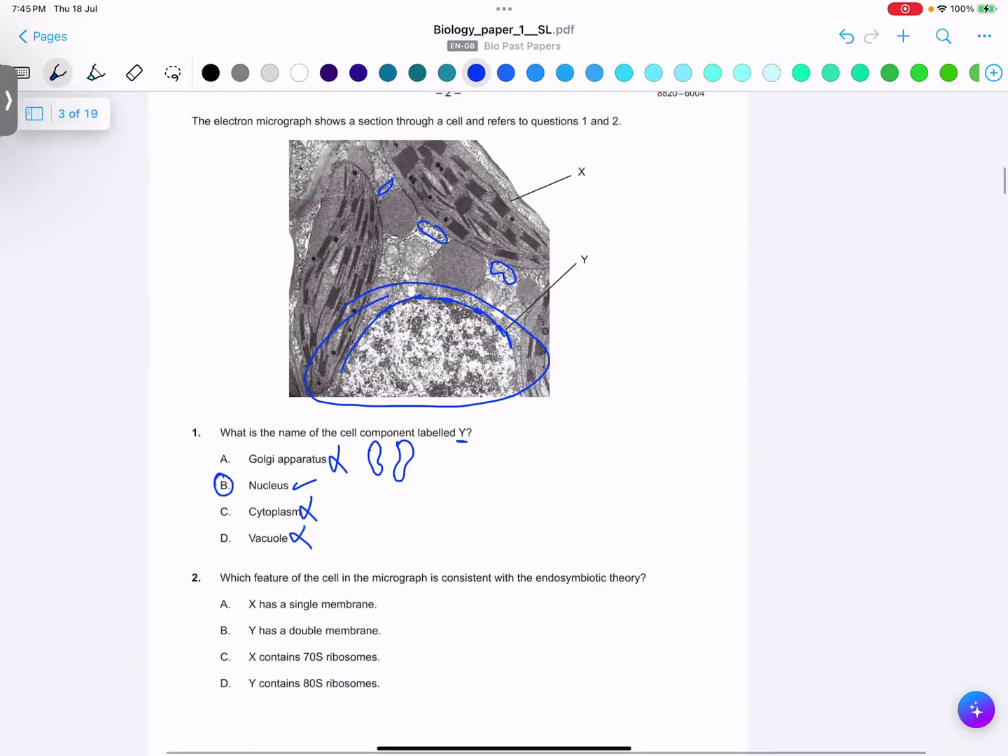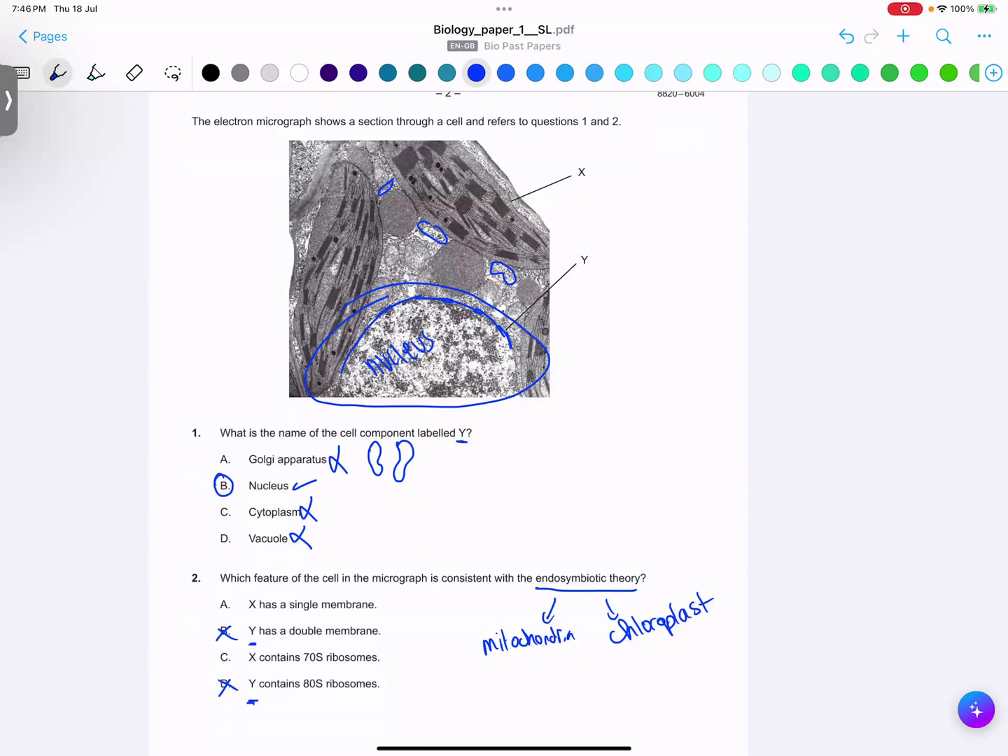And now for number 2, which feature of the cell in the micrograph is consistent with the endosymbiotic theory? In this question, what are they asking us about? The endosymbiotic theory. Now, let's break down the endosymbiotic theory. We have the mitochondria and we have the chloroplast. We have these two organelles. Here we have already identified Y as the nucleus. So automatically we see a Y and Y, we cross them out just because the two organelles for the endosymbiotic theory are the mitochondria and chloroplast.